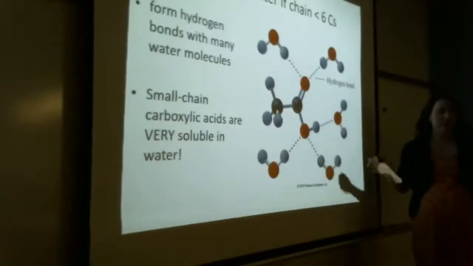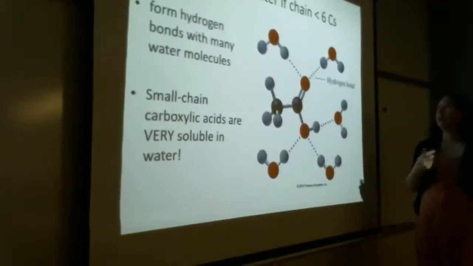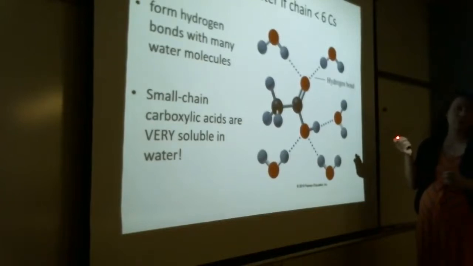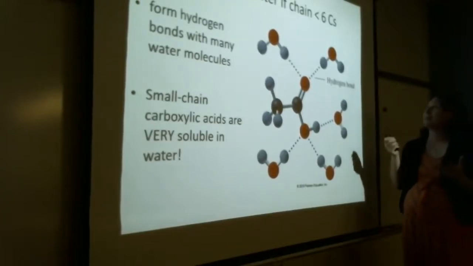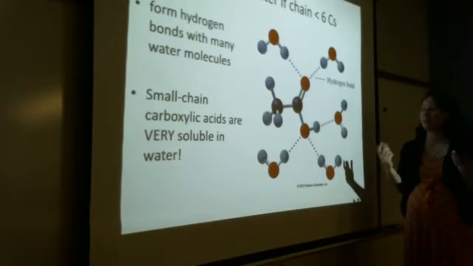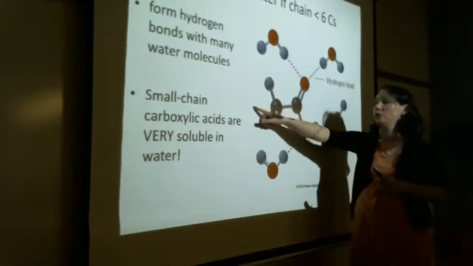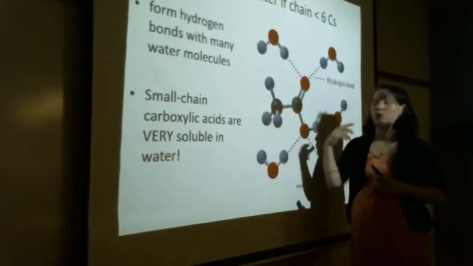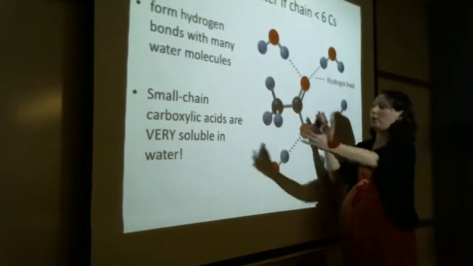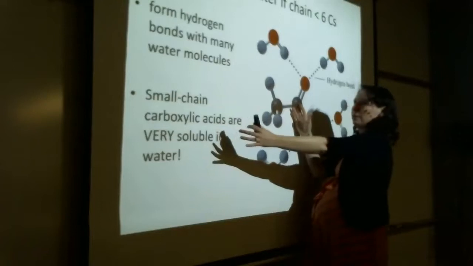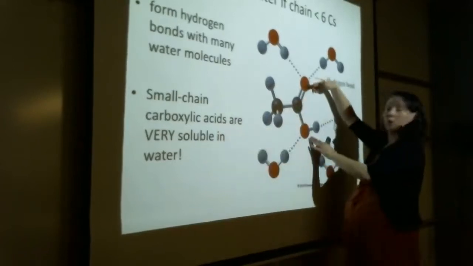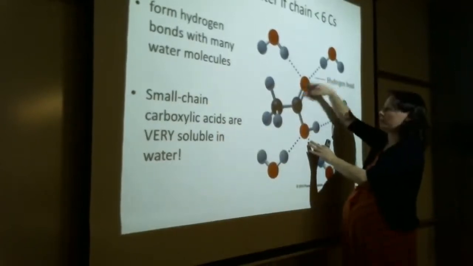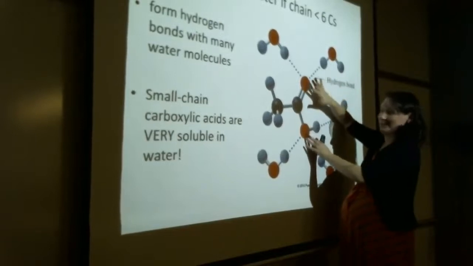And again, just like solubility of all the other ones we've seen, that chain length needs to be 6 or less. Why is 6 the magic number? Because after 6, when this chain gets too long, what happens? It becomes too nonpolar, right? The nonpolar component can't be outweighed by the polar component. Because this is the polar component here. This is where all the hydrogen bonding is taking place.